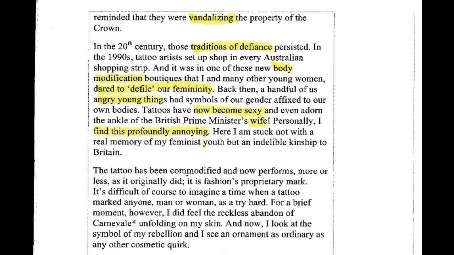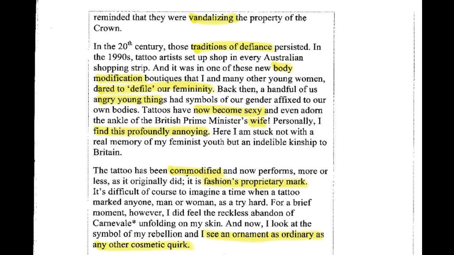Here I am stuck not with a real memory of my feminist youth, but an indelible kinship to Britain. The tattoo has been commodified, and now performs more or less as it originally did. It is fashion's proprietary mark. It's difficult, of course, to imagine a time when a tattoo marked anyone, man or woman, as a try-hard. For a brief moment, however, I did feel the reckless abandon of carnival unfolding on my skin. And now I look at the symbol of my rebellion and I see an ornament as ordinary as any other cosmetic quirk.